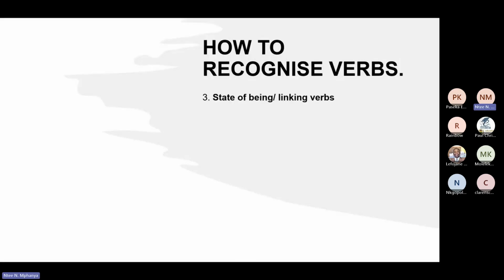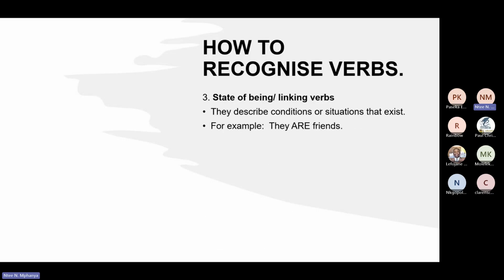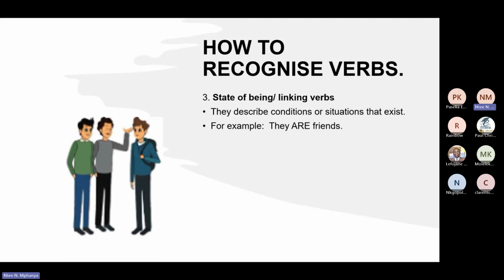Then we have state of being or linking verbs. They describe conditions or situations that exist. For example, they are friends. Here they are, three of them are friends. Or we can say they are discussing something or they are talking about something. This is a condition or a situation and it exists.